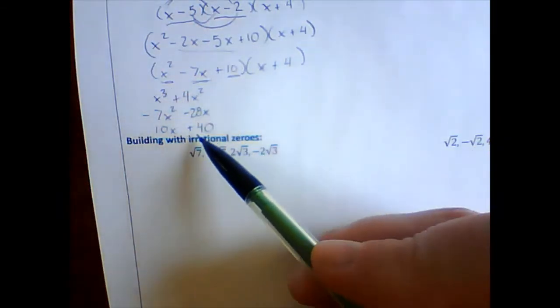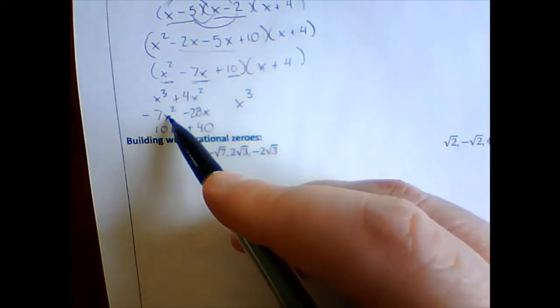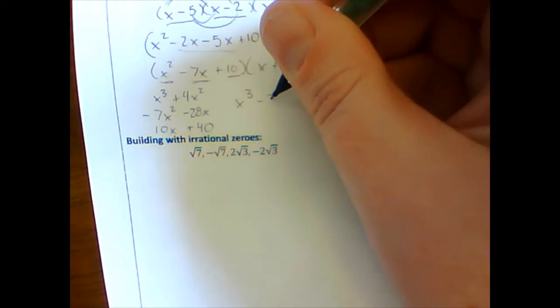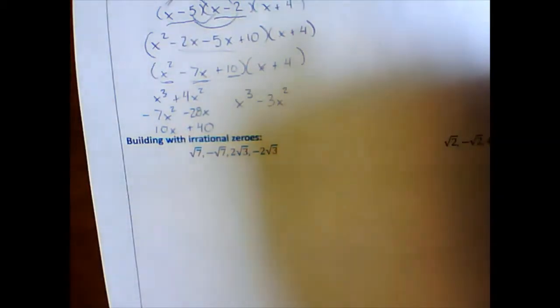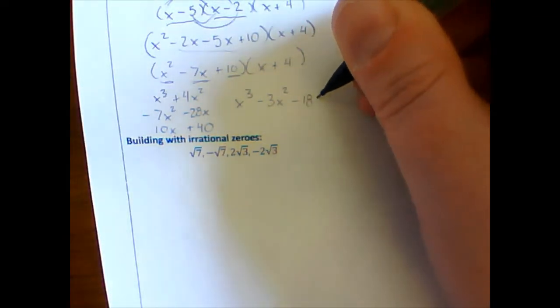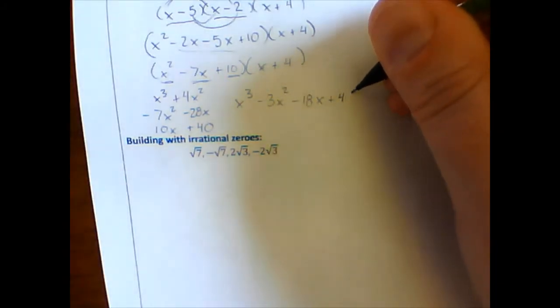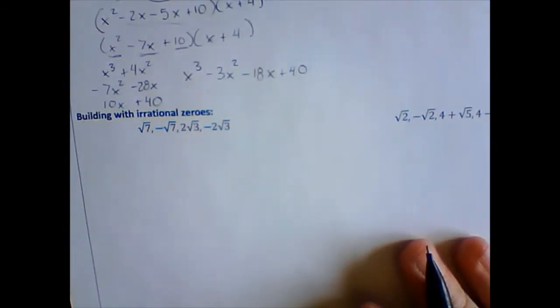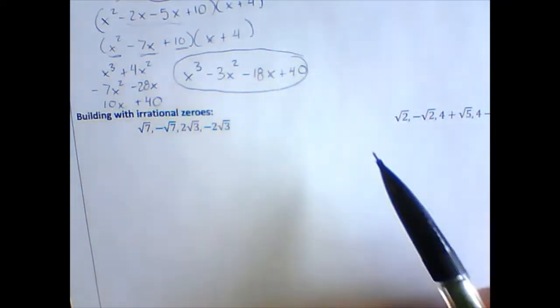X cubed doesn't have any, so it's just that. There are a couple of x squareds, though, so we'll combine those. And there's a couple of linear x's. Linear has a degree of 1, so we'll combine those. And we're just adding and subtracting at this point. The constant, nobody else has a constant, so it's just plus 40, and we're done. This is the polynomial that made the answers we were given in the beginning. We've gone backwards.